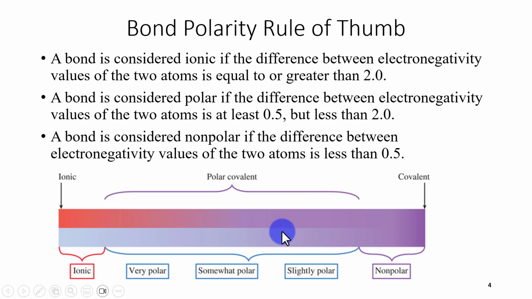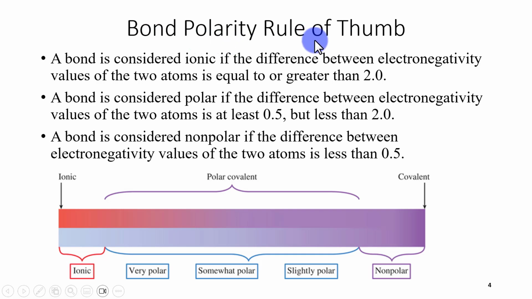Starting with slightly polar because the electronegativity difference is similar. So they have similar values. Here, somewhat polar because the electronegativity difference is getting larger. And then on the end of the spectrum closer to the ionic bond, we have very polar molecules. Like water, for example, is a very polar molecule because the electronegativity difference is very large. It's getting close to a complete transfer of electrons.